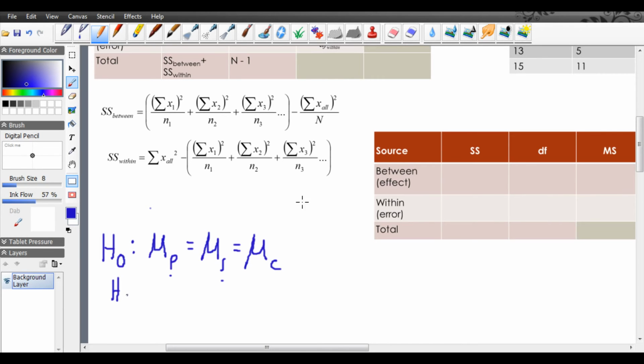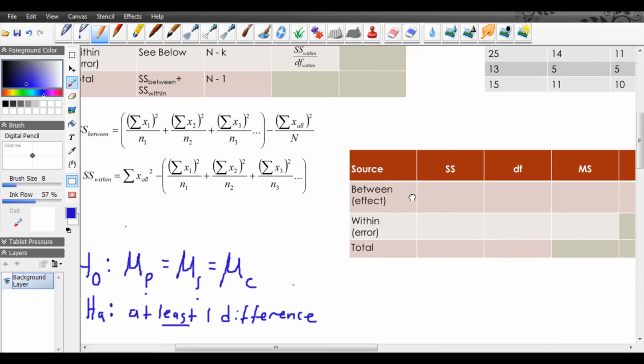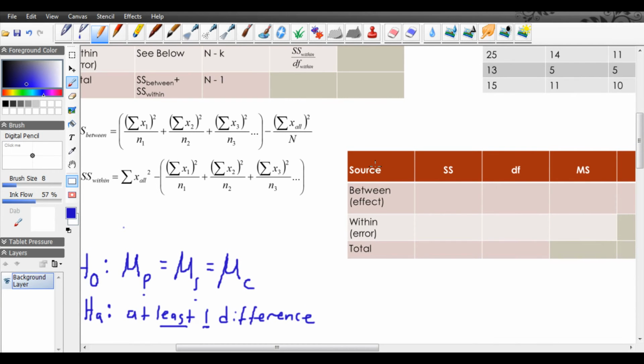The alternative hypothesis, the one we're probably going to reject with these data, or we're hoping to reject, is that there's at least one difference, right? So at least one difference between the means. There may be more, but if we reject a null, we know that there's at least one.